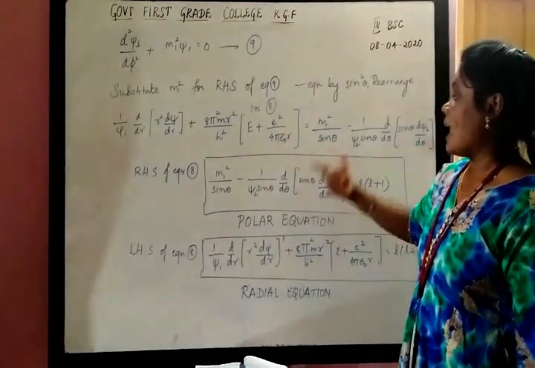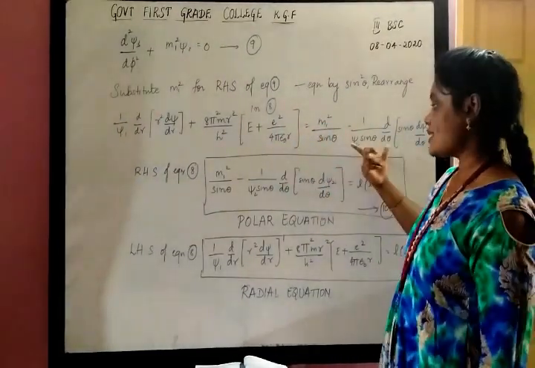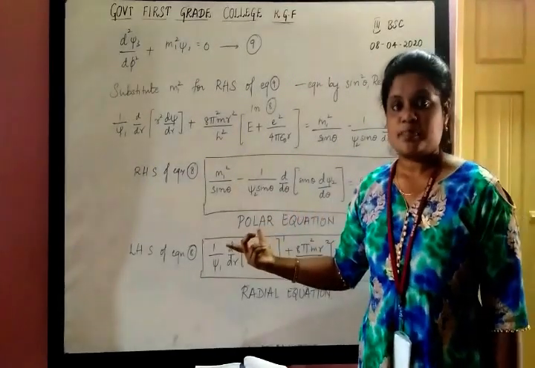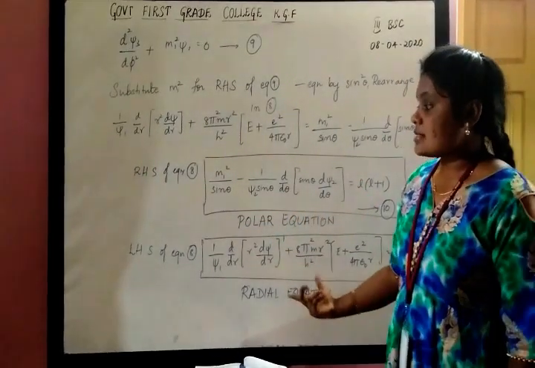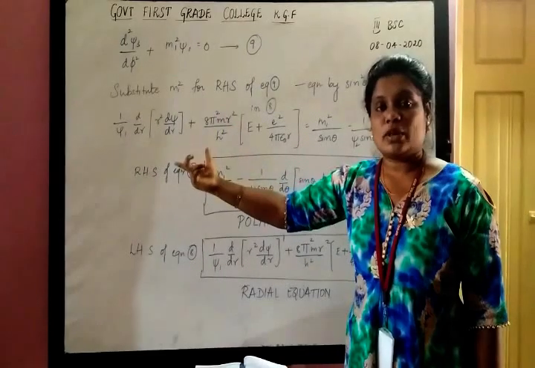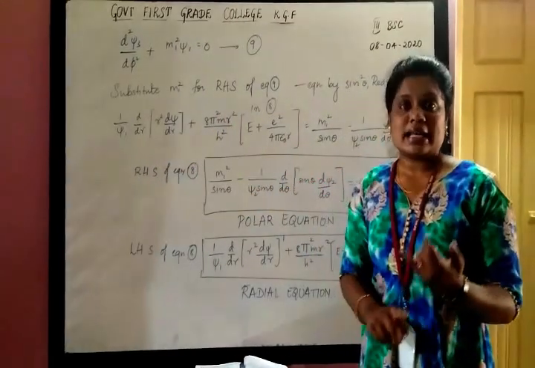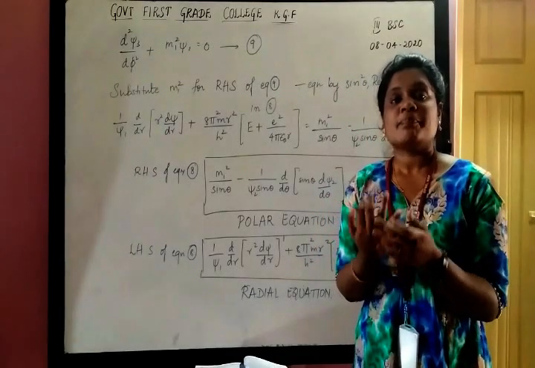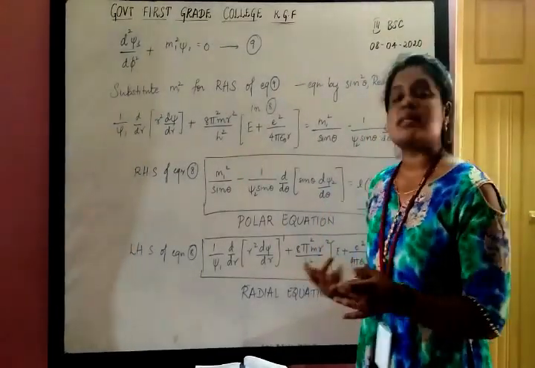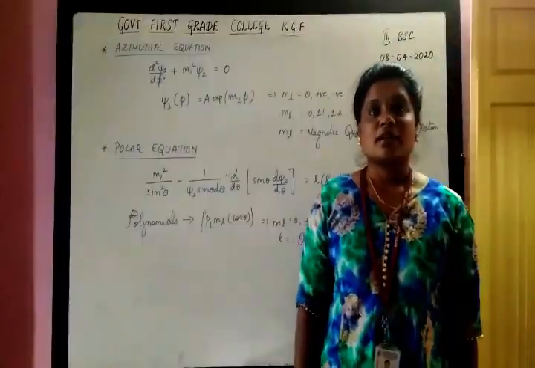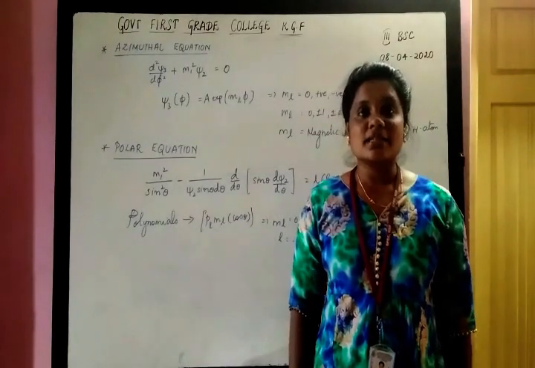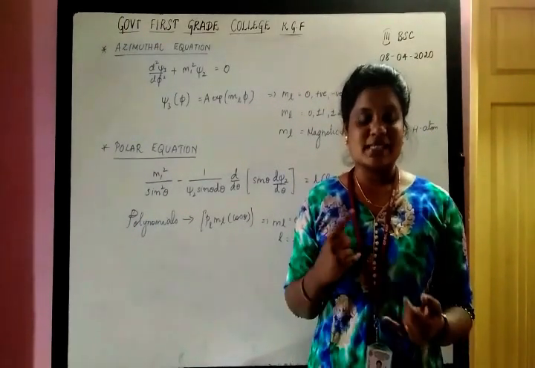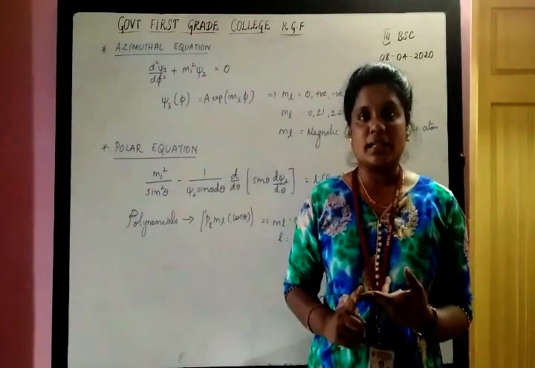So, the RHS of the equation 8 is considered to be the polar equation, and the radial equation is considered to be the RHS of the equation 8. So, again I repeat it, it is divided into 3 parts. First is the azimuthal equation, second is the polar, and third is the radial equation. Next, let us see the conditions for the 3 equations. First is the azimuthal, polar and the radial equation.